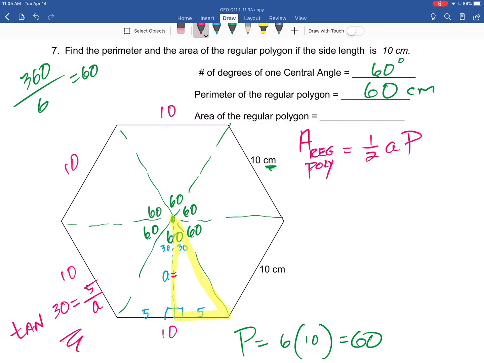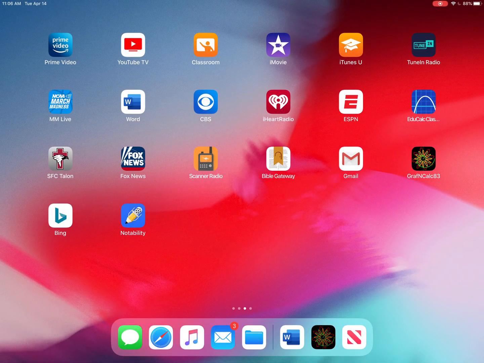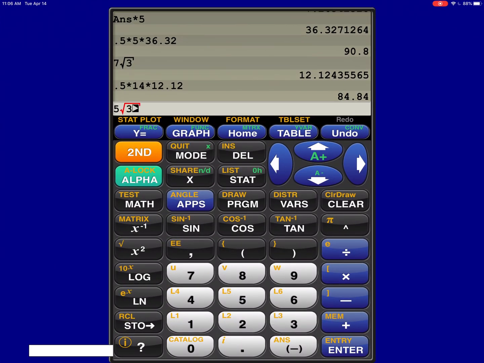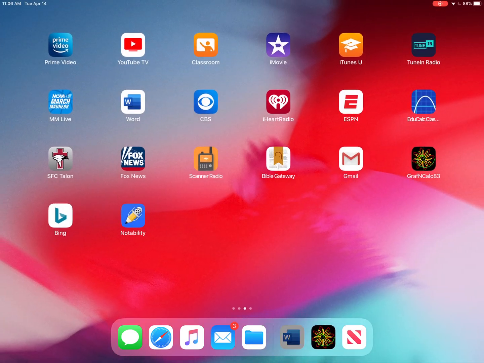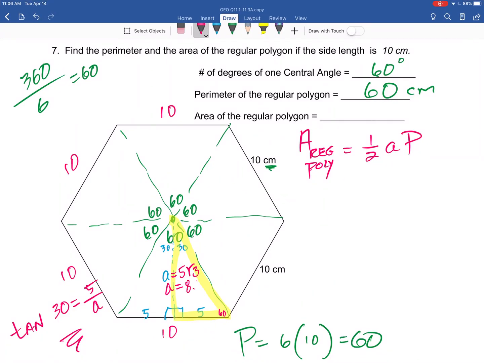Or 30, 60, 90. I've got the short leg opposite the 30. I want the long leg opposite the 60. See, that yellow triangle's a 30, 60, 90 triangle. It only happens in a hexagon that you get that. So I'm going to take the 5 and multiply it by root 3, just like I did on the last problem up there. Let's get a decimal for that. 5 root 3. There it is, 8.66.